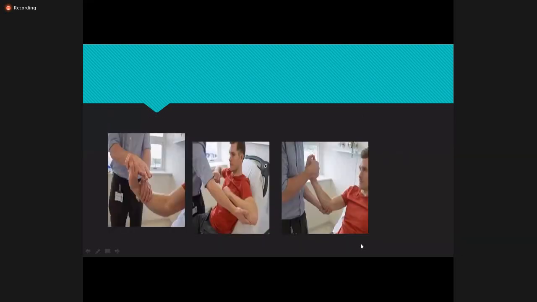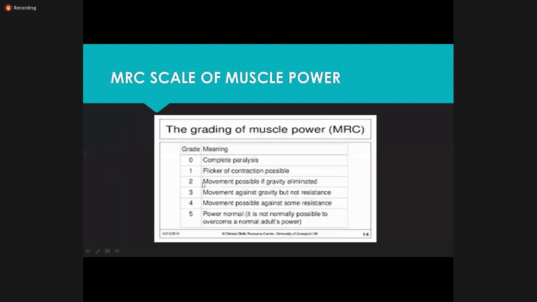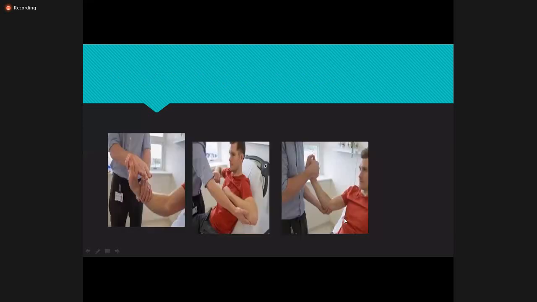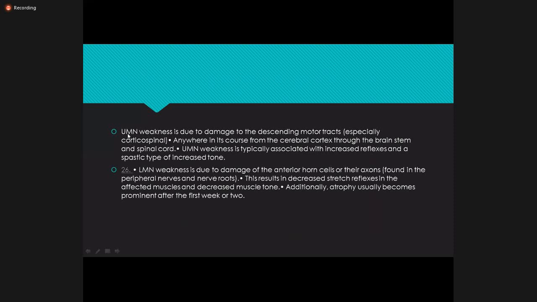Now bulk, tone, power. After assessing, you have to grade the power, right? Now, why do we need to check the power? Because power can be normal or reduced. In upper motor neuron lesions, the descending motor pathway is affected, and they cause weakness. So what you will find is reduced power but increased tone and increased reflexes, right? Reduced power can be zero, meaning no power at all.